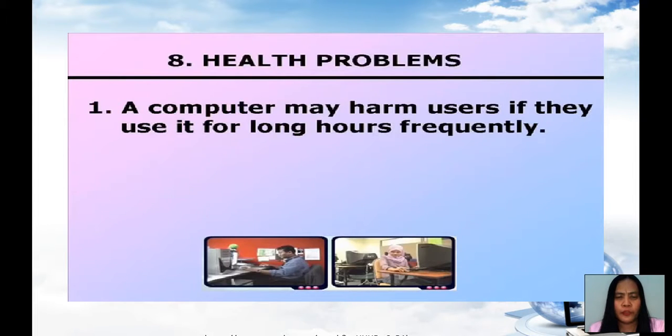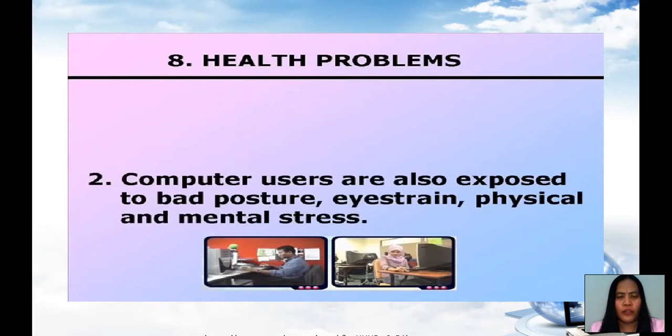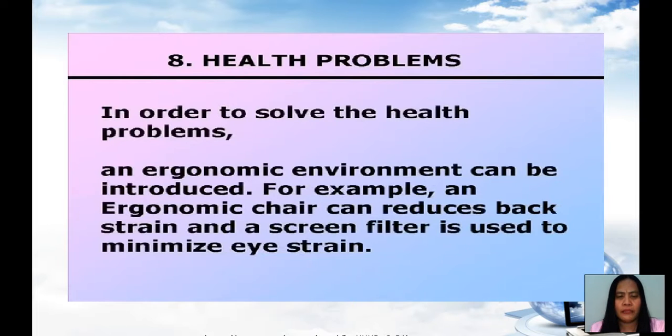Health problems. A computer may harm users if they use it for long hours frequently. Computer users are also exposed to bad posture, eye strain, physical and mental stress. In order to solve the health problems, an ergonomic environment can be introduced. For example, an ergonomic chair can reduce back strain, and a screen filter is used to minimize eye strain.